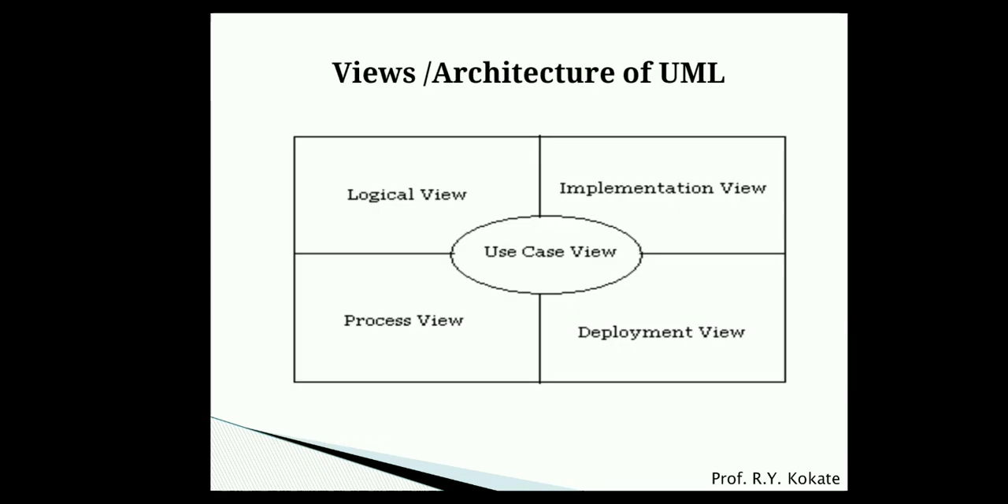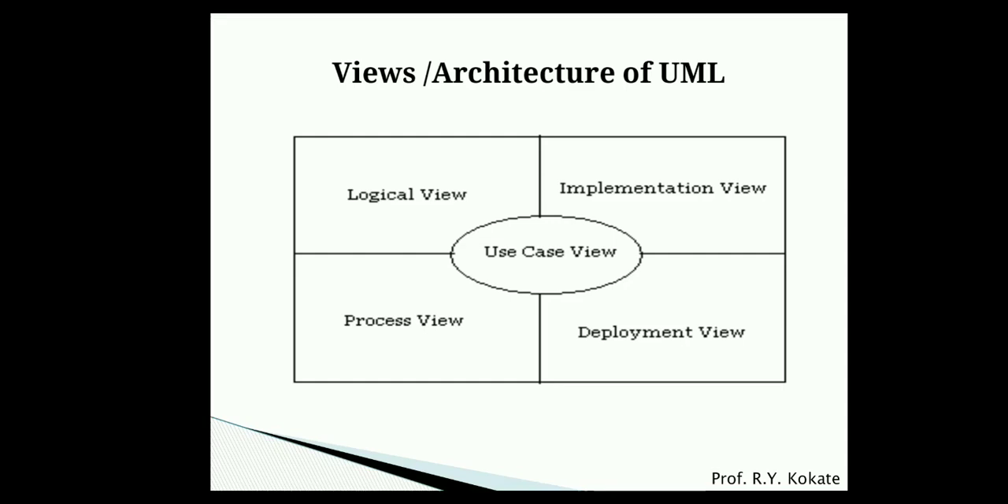Now we will see views and architecture of UML. First one is the logical view. What is logical view? Logical view shows the functionality the system provides to the end user. That means which functions are provided to the end user, that means who uses the system. Next one is the implementation view. In implementation view we make the complete physical system.